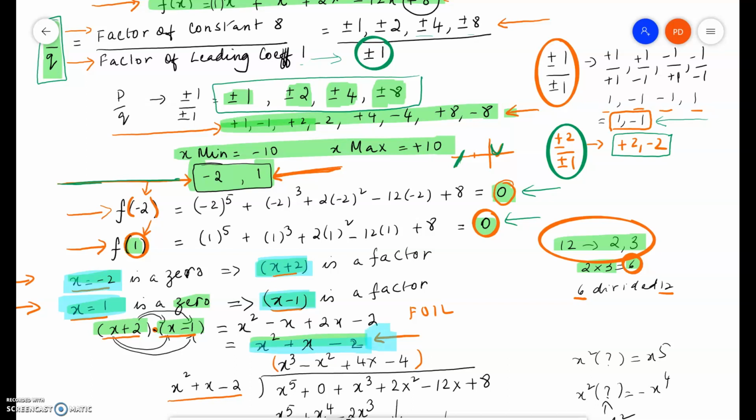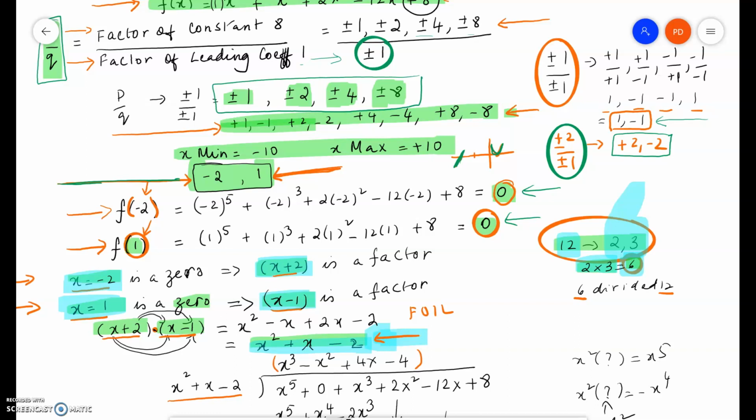This product is important because I'm going to use this idea. If 12 is a number, then 2 and 3 are factors of 12. If I multiply 2 and 3, I get 6. 6 is also a factor of 12, which means 6 divides 12. So if x plus 2 is a factor and x minus 1 is a factor, then the product of these two is also a factor.